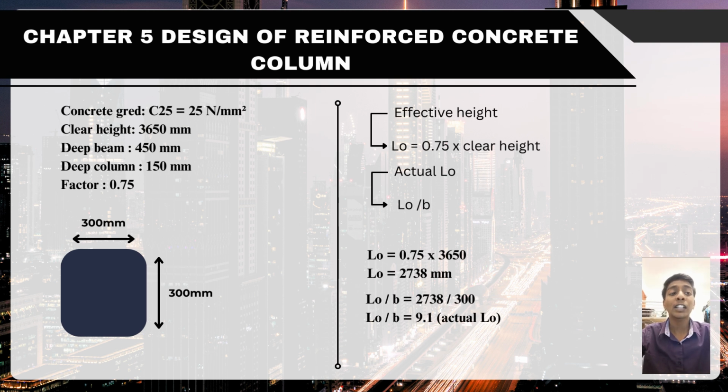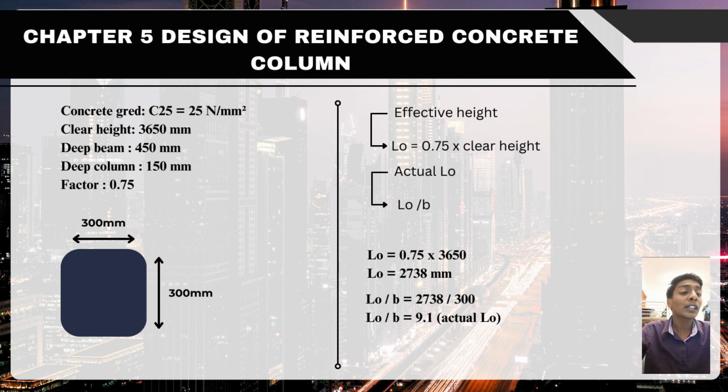Chapter 5, Design of Reinforced Concrete Column. The information: concrete grade C25, clear height 3650 mm, deep beam 450 mm, deep column 150 mm. The factor is 0.75. The dimension of the column is 300 by 300.